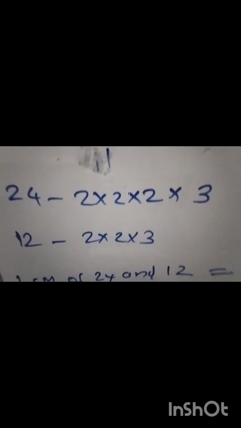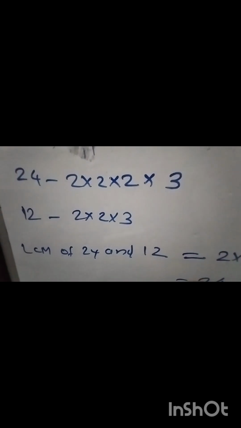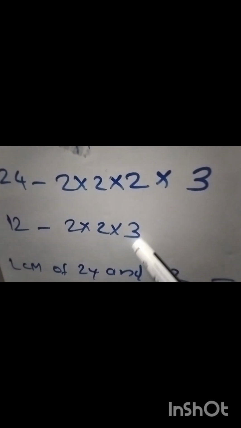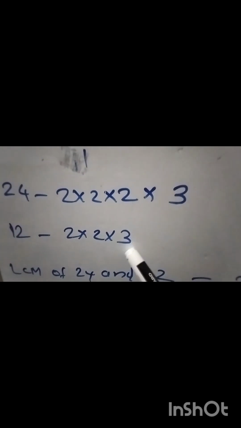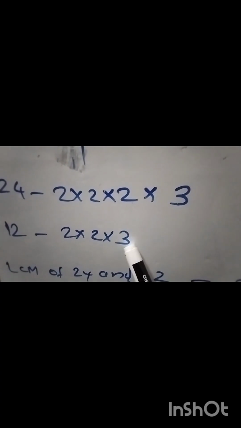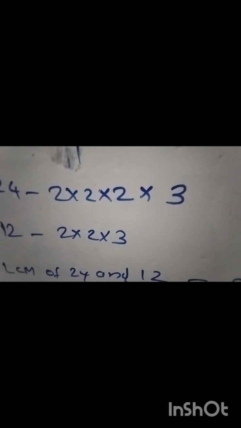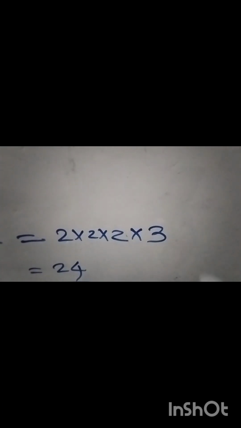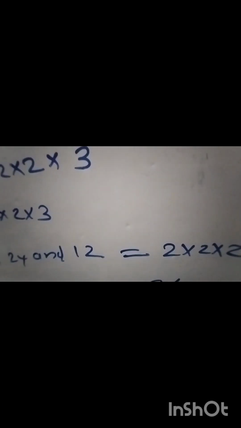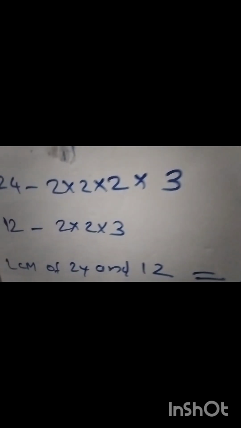Then again take the next number used in the prime factorization of 24 and 12. That is 3. How many times does 3 come in 12? 1 time. And how many times does 3 come in 24? 1 time. So the maximum times 3 comes in each of 24 and 12 is 1 time. So 3 one time, that is what we have to write for finding the LCM. That is, the maximum times the prime factors came in each of 12 and 24, you have to write.